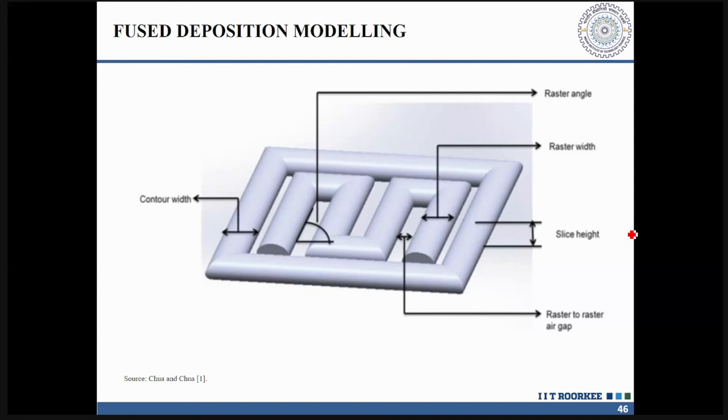So there are two contradictory things always in the designer's mind. First is surface roughness, and the other is time to manufacture that particular product. Fine.